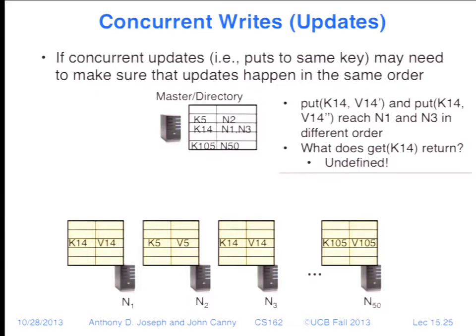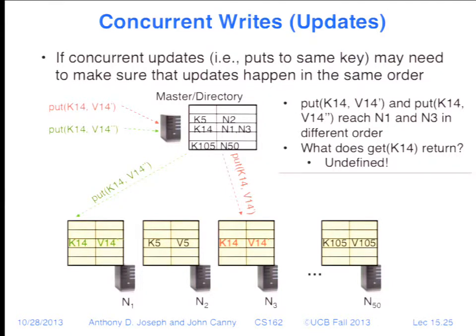All right, so here's our directory, and here's the state that it's in now. It's got a couple of replicas of K14 right now. So there's an old value of V14 in these two nodes here. And we're going to update that value. First request comes in here. And then another one comes in almost at the same time. So the update hasn't happened yet before we get another request.